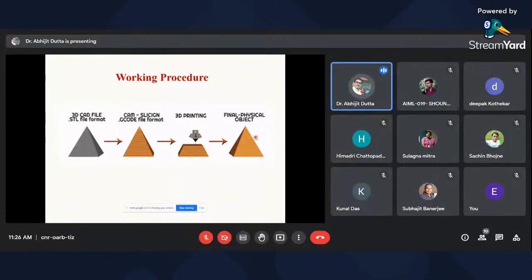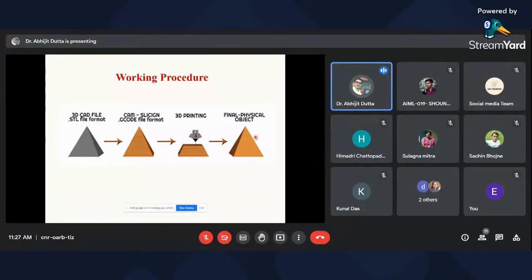These are the working steps where a 3D CAD model, designed in software such as SolidWorks, CATIA, or AutoCAD, in .stl file format, is sent to slicing software. Slicing means the 3D model is converted into a two-dimensional model. Then the two-dimensional model is sliced layer by layer.